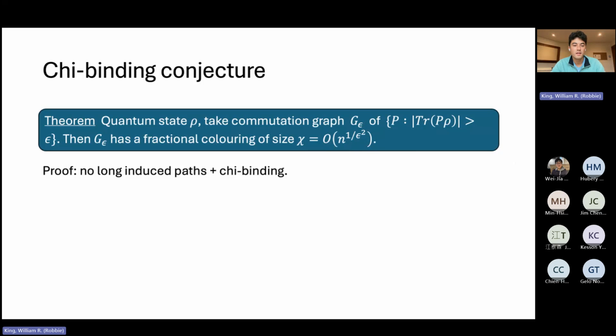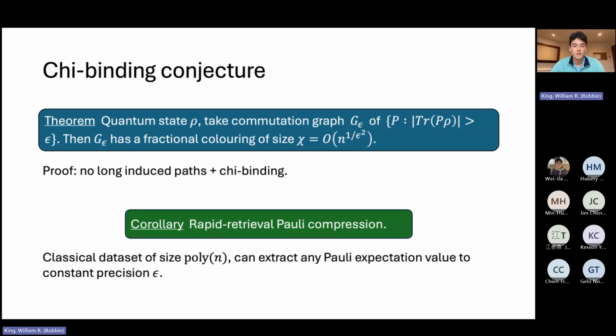And the proof is that this graph, the Pauli graph, it turns out has no long induced paths. And this is enough to guarantee this chi-binding property. So this allows us to do something which seems quite counterintuitive and powerful. For example, what we can do is we can perform Bell sampling and then throw away the small Paulis and then color the graph of the resulting Paulis, which are large, using n to the 1 over epsilon squared many colors.